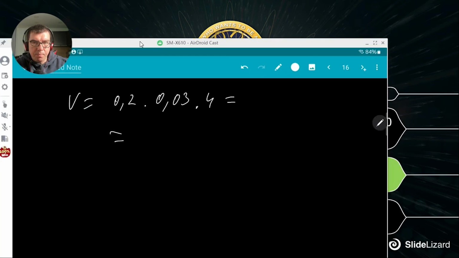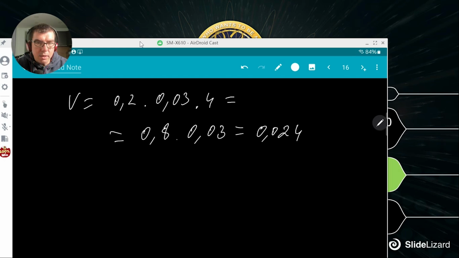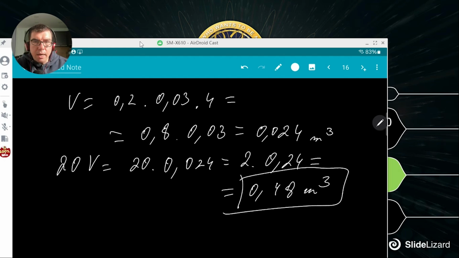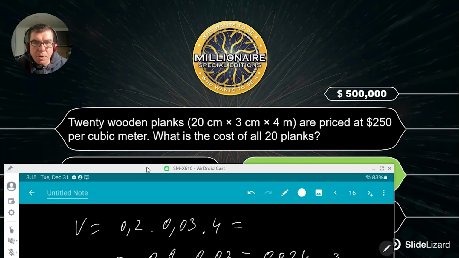This will give us 0.8 times 0.03. So 8 times 3 is 24 with 3 digits, so 0.024, 3 digits after the decimal comma, cubic meters. So for 20 planks, 20 V is 20 times 0.024. First multiply by 10 and then multiply by 2. 2 times 0.24 is 0.48 meters cubed, right? And now we simply multiply by the price per cubic meter.